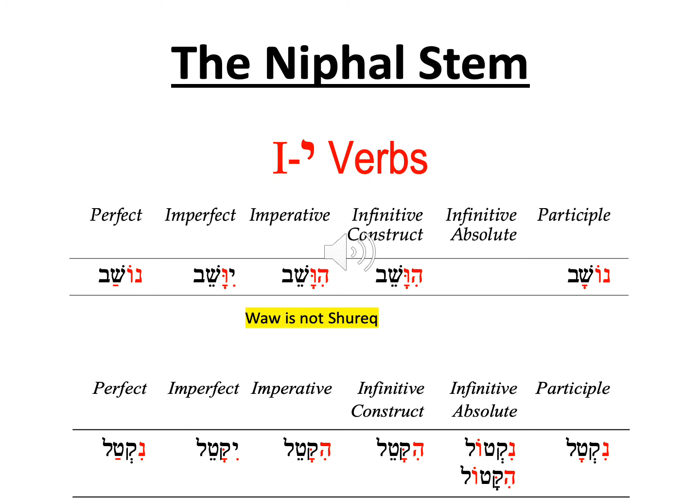That is not shureq, although it looks that way. That is a vav with a dagesh forte. So two vavs: one vav closing out the hirik of the previous syllable, another vav having the vowel that is found underneath. Again, this is very easy to see because we don't expect to have a holem vav immediately after a nun.